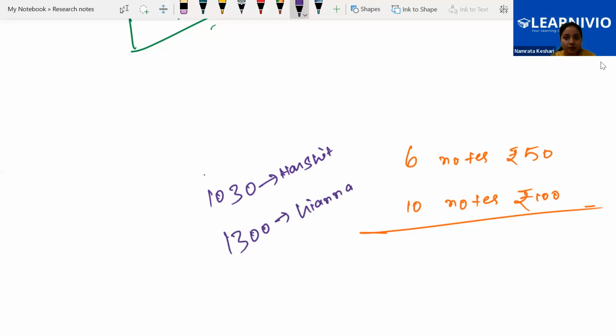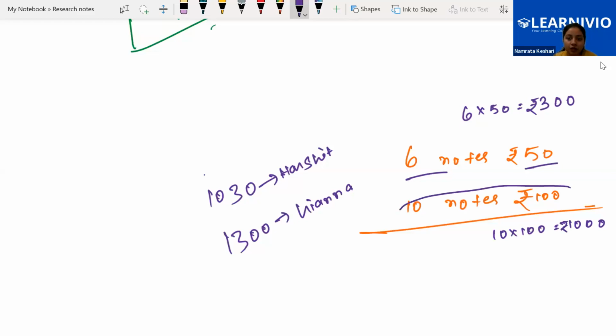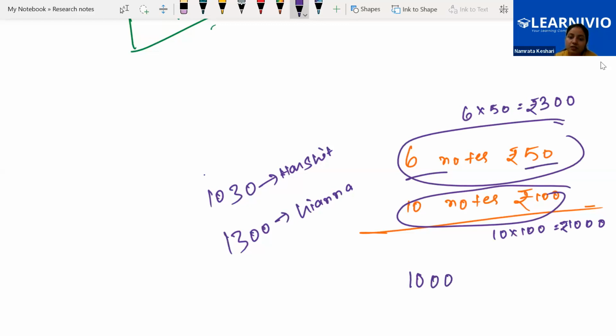Okay, let's check. 6 notes of 50 rupees, so 6 into 50, 300 rupees we are getting. 10 notes of 100 rupees, so 10 into 100, that means 1000 rupees we are getting. So 1000 rupees plus 300 rupees in total is 1300 rupees.